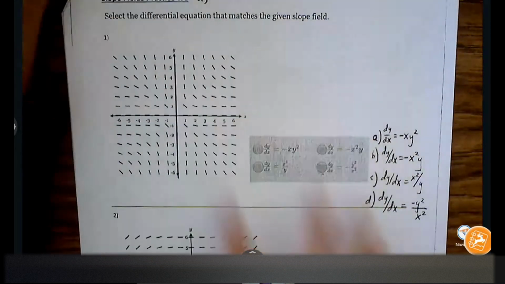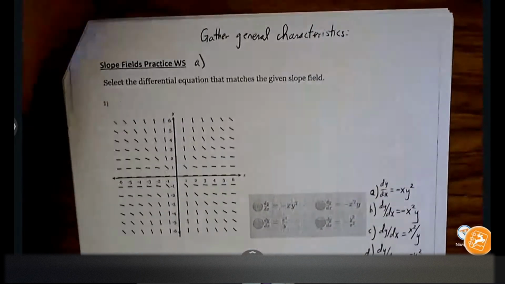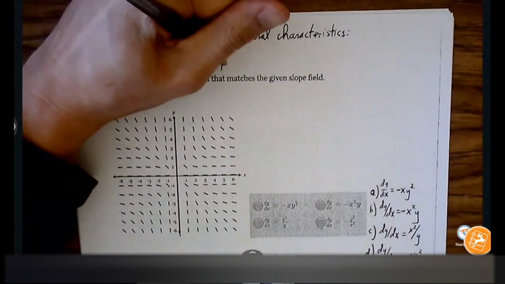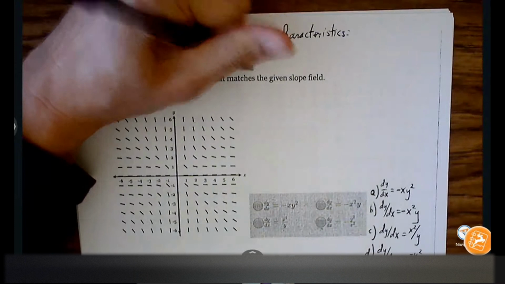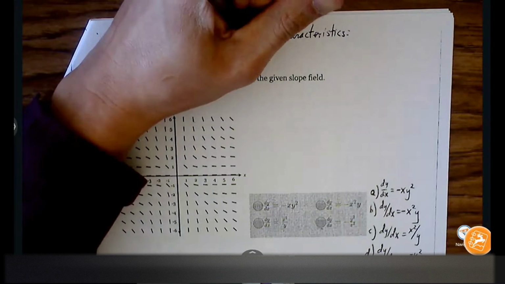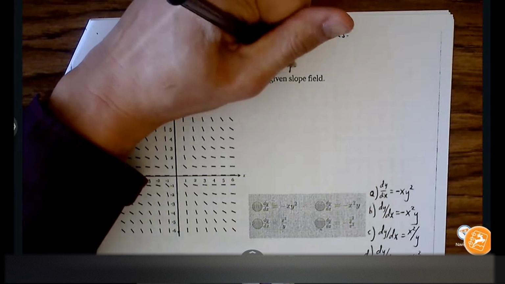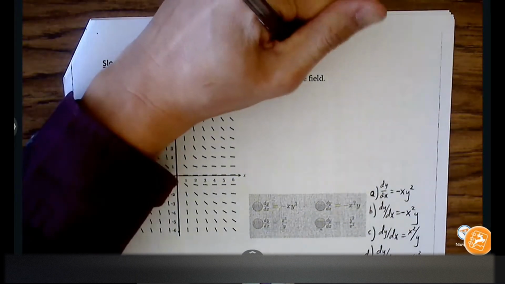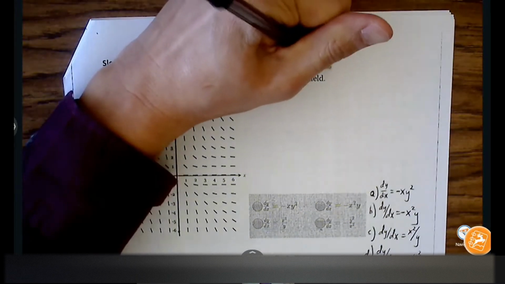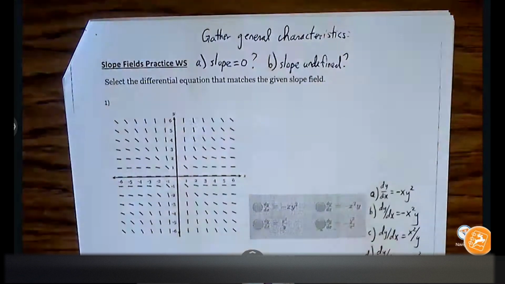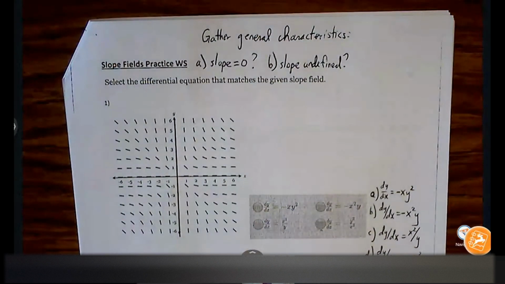We can definitely tell when there's a slope 0. So we're looking for where slope is equal to 0. Where is there a collection of them? Another thing that we can tell is where there are slope undefined. And slope undefined would just be a collection of empty spaces, right?